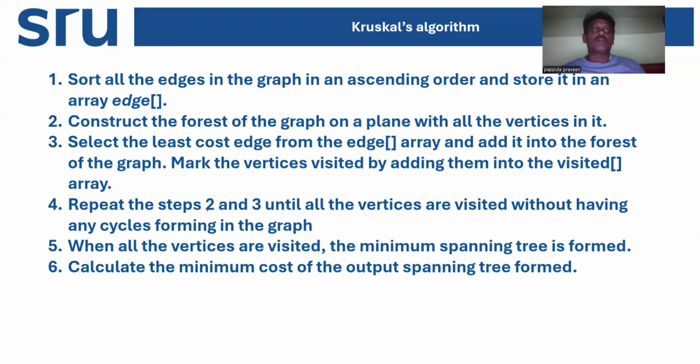So now the first step is to sort all the edges. In the previous example, we have 1, 2, 3, 4, and 6. Five vertices are there and six edges are there. Among these six edges we have to select the minimum cost. So first, C to E is the minimum cost edge, that is 1. Next, construct the forest of the graph on a plane with all the vertices in it. Select the least cost edge from the edge array and add it into the forest of the graph. Make the vertices visited by adding them into the visited array. Next, repeat the second step. Repeat the second step means what? Which is the next minimum cost edge?